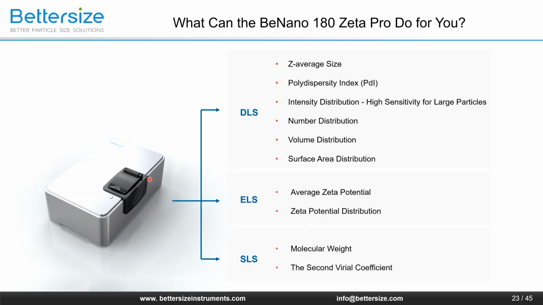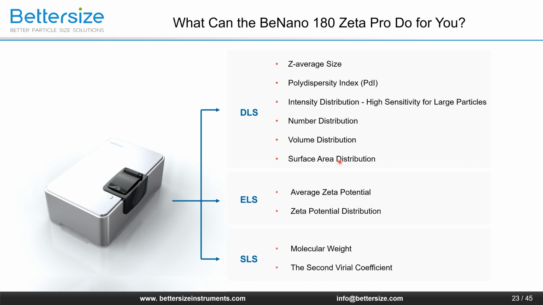Along with the crucial technologies, the BeNano gives us many parameters. Through DLS, you can get a z-average size and polydispersity index of your sample. The size distribution can be provided based on the intensity, number, volume, and surface area. Although intensity distribution is the primary result given by DLS, the BeNano software offers the options for users to change the intensity distribution to number, volume, and surface area distributions, in case of results comparison between instruments or technologies like SEM and TEM.